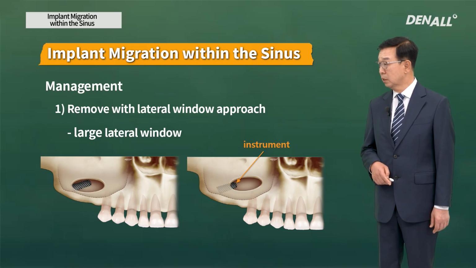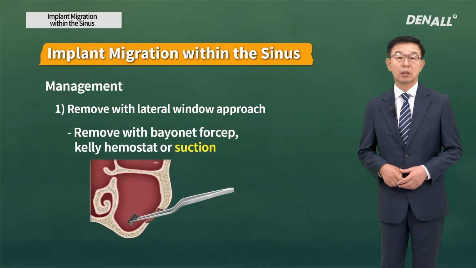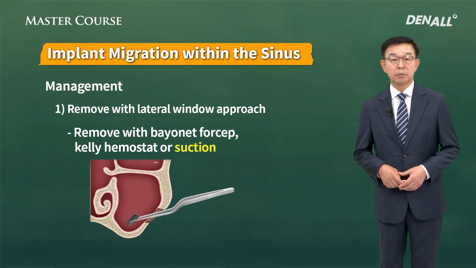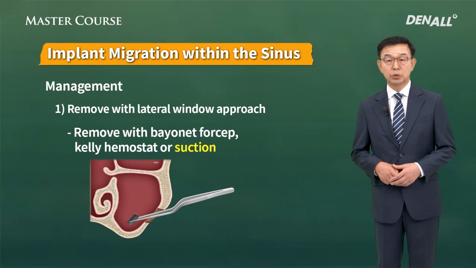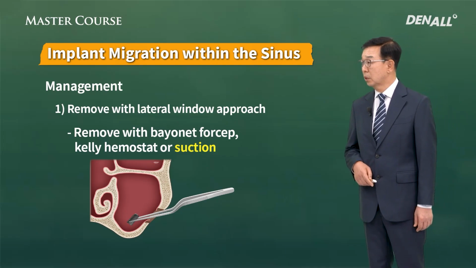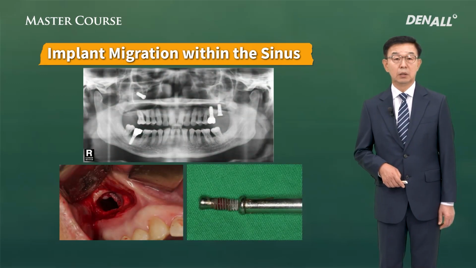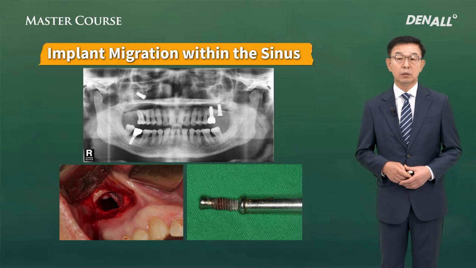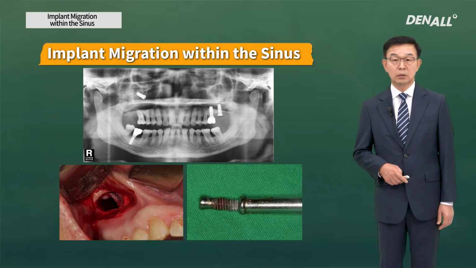You can remove it as you see it, but even if you form a window, at times you may not be able to see it. If you're able to see it, you can use forceps or a Kelly to remove it. If you cannot see it, the best way is to use a suction tip. Form a lateral window and insert the suction tip within the window and form negative pressure to remove the implant.